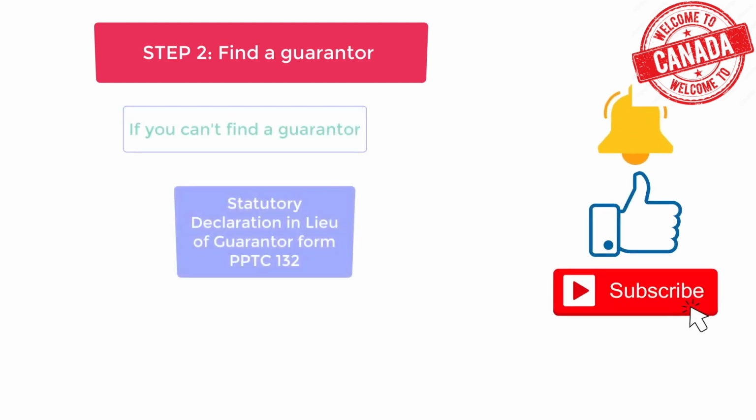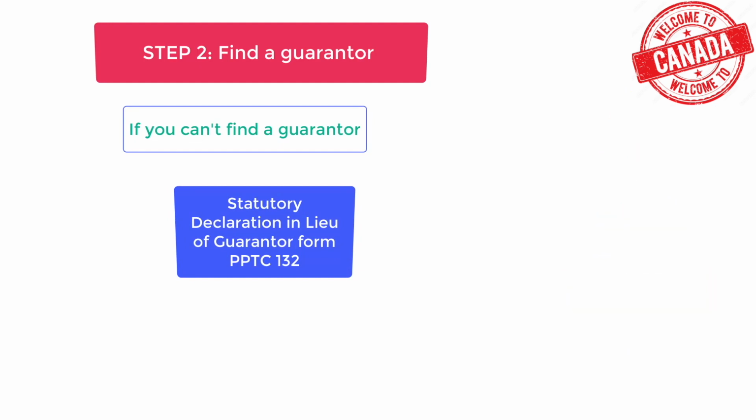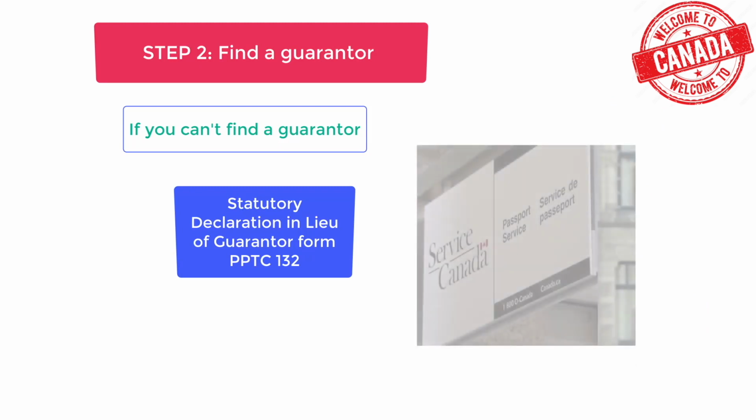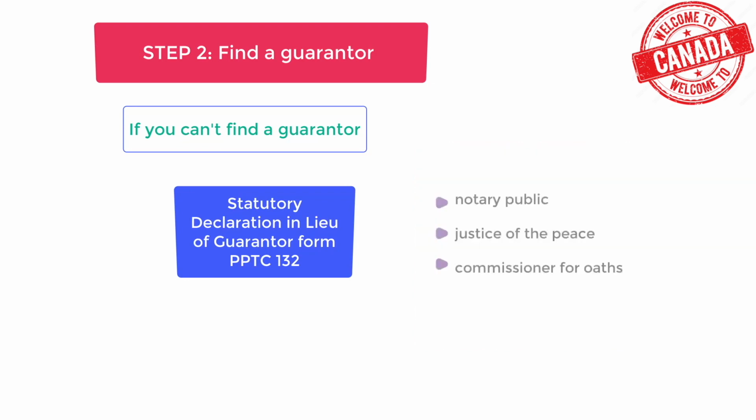If you can't find a guarantor, you must complete the Statutory Declaration in lieu of Guarantor Form, PPTC 132. This form is not available online. To get the form, go to the nearest Service Canada that provides passport service. You also need to find someone who can administer an oath, to swear to and sign the form. This can be a notary public, justice of the peace, or commissioner for oaths. This person doesn't need to know you personally.